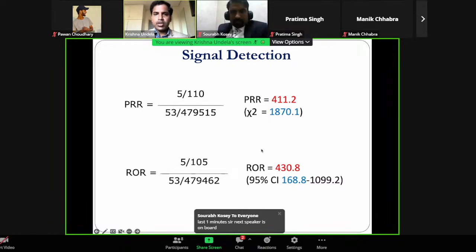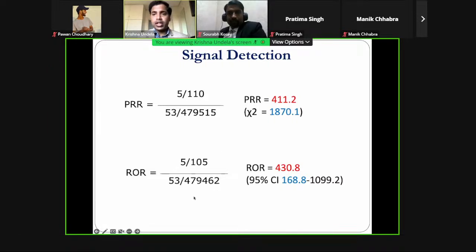I'm not showing all the formulas here, but you can calculate either by using the formula, or if you enter all the 4 values in any software, even an online calculator, you're going to get the chi-square value as well as the 95% confidence interval. No need to bother much. So now we got these values, a PRR of 411 and an ROR of 430. They are huge numbers.